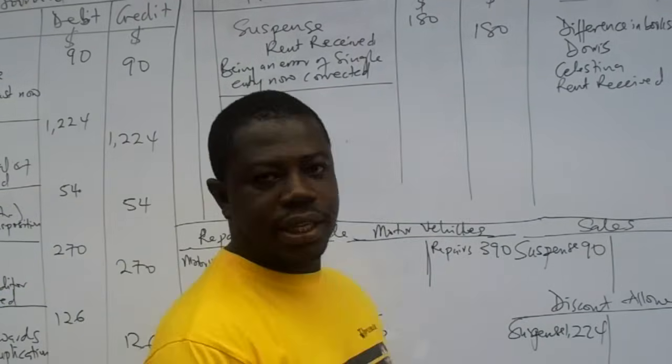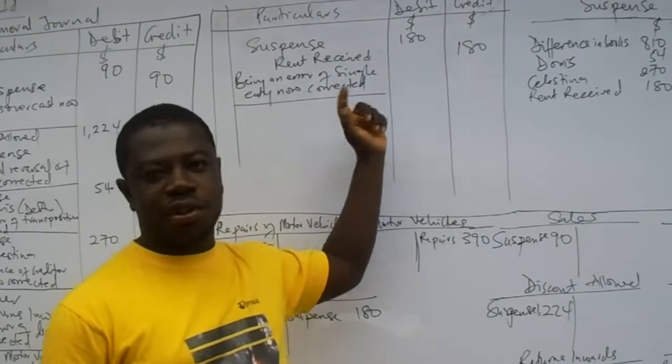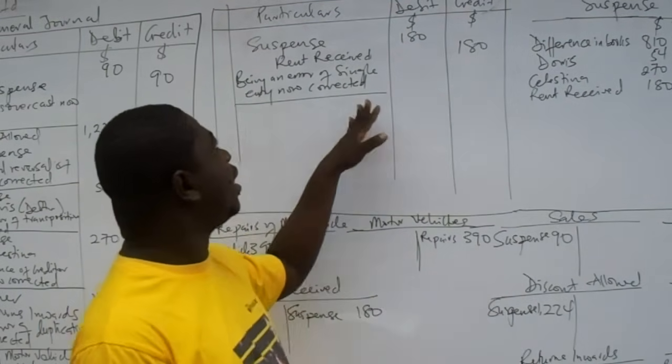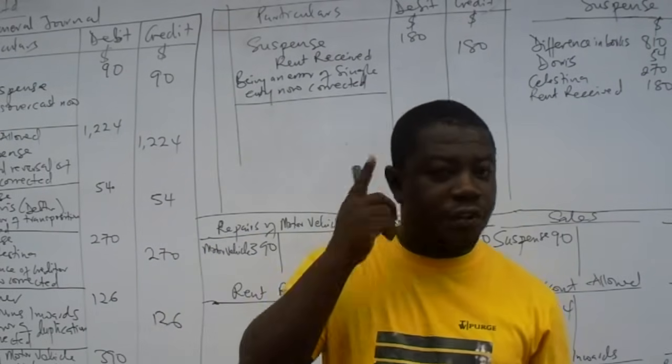Then we underline it nicely. Make sure you don't underline across there where we have the amount. It's very important. So just underline it under the particulars. So we are done, ladies and gentlemen, with the first two requirements.